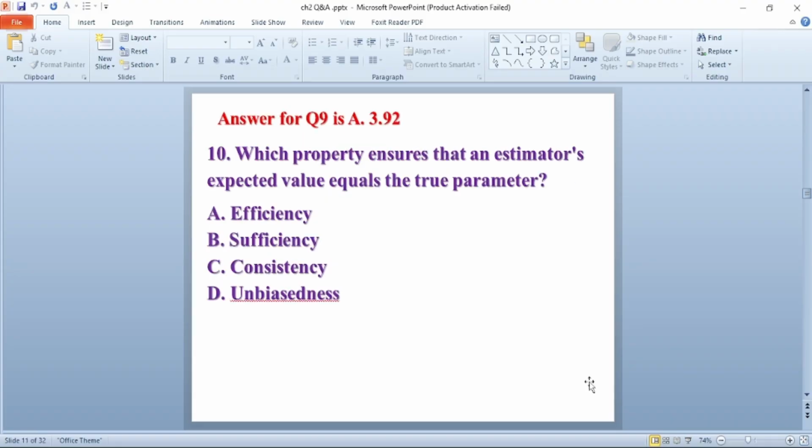Question number 10. Which property ensures that an estimator's expected value equals the true parameter? A. Efficiency. B. Sufficiency. C. Consistency. D. Unbiasedness. The answer for this question is D. Unbiasedness.